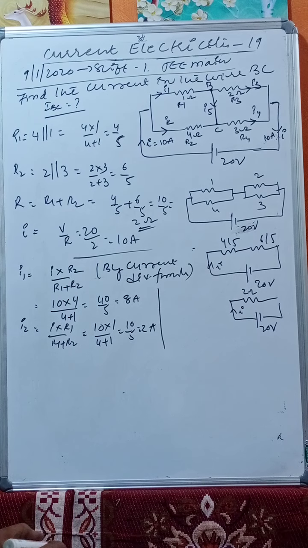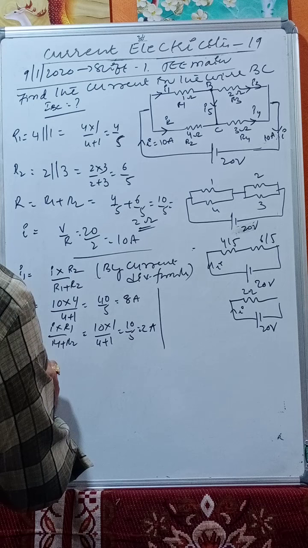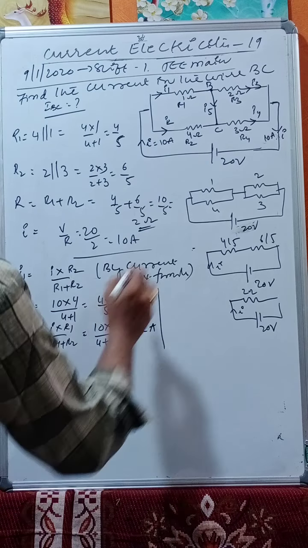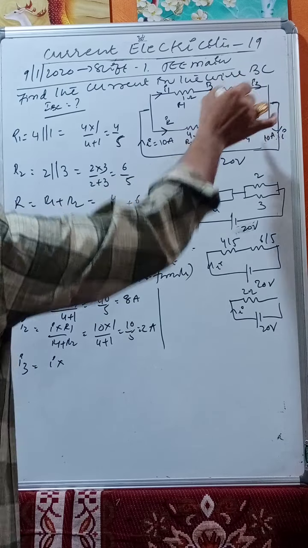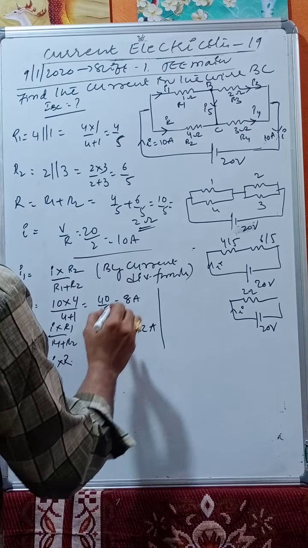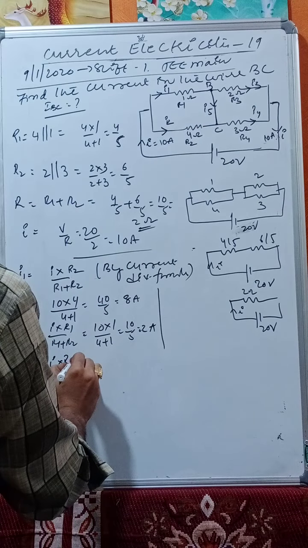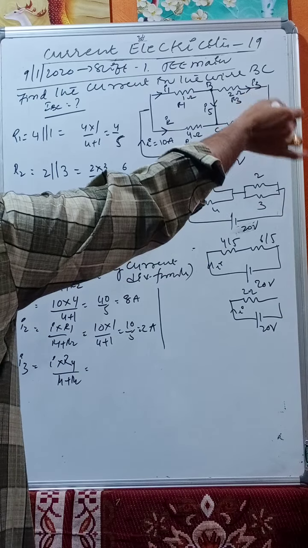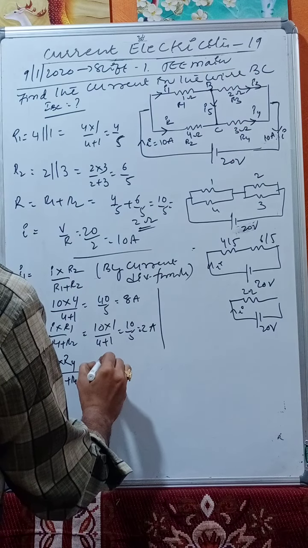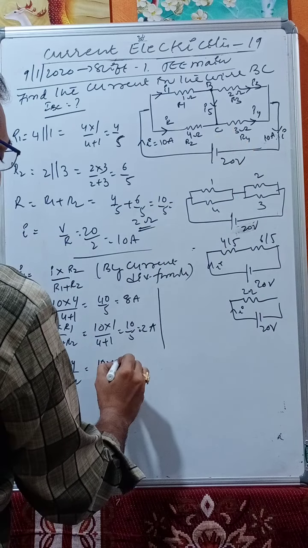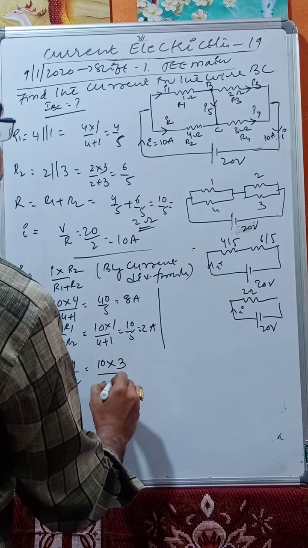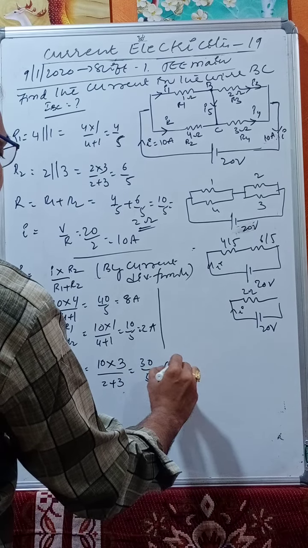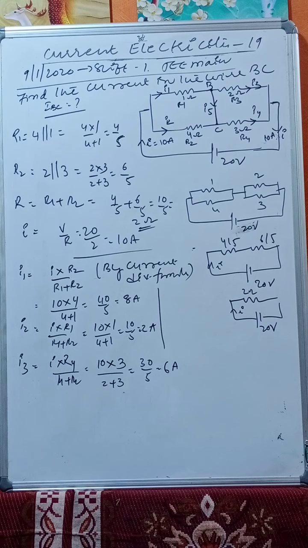Similarly, what is I3? I3 is equal to I into the opposite resistance, R4. I3 is equal to I into R4 by R1 plus R2. What is I there? I is again the same total current, 10. 10 into R4, which is 3, by 2 plus 3, that is 30 by 5, that is 6 amps.